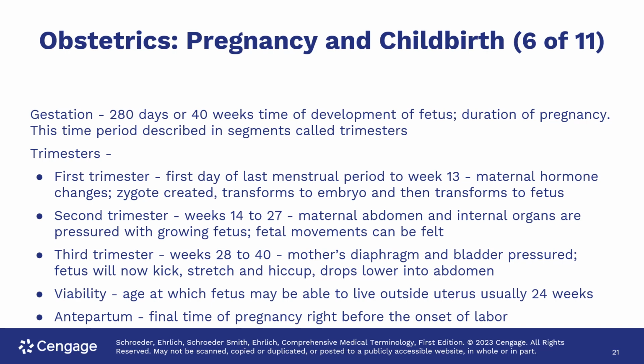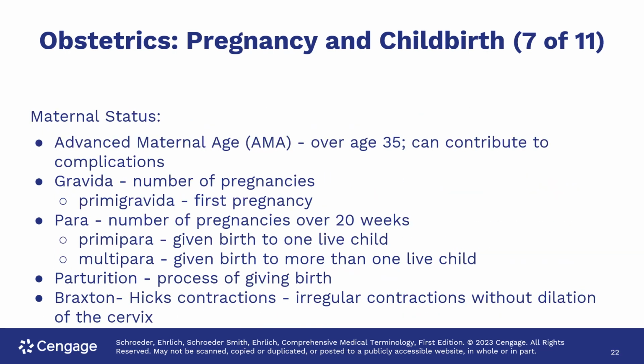The age of viability, which is the age the baby would be able to survive outside of the womb, is generally considered to be 24 weeks. Antepartum is the period right before the onset of labor. AMA is advanced maternal age, considered to be anyone over the age of 35, where the risk of complications during pregnancy are higher. Gravida is the number of pregnancies, not deliveries.